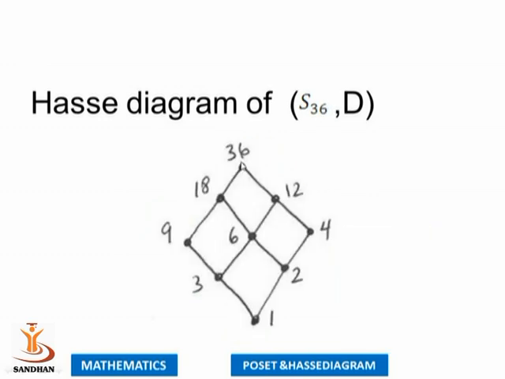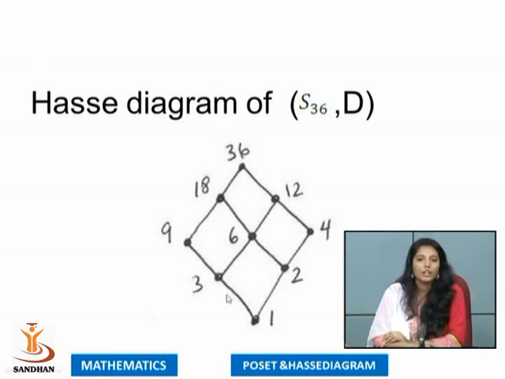Okay. Now the Hasse diagram of S36. S36 contains all the positive integers which are divisors of 36. So there are 1, 2, 3, 4, 6, 9, 12, 18 and 36. Okay, and we start with 1, and 1 is related to 2 and 3. Then 2 is related to 4 and 3 is related to 9.